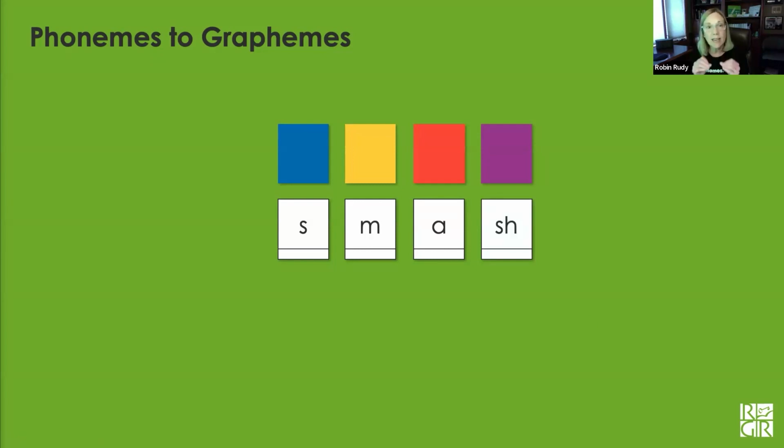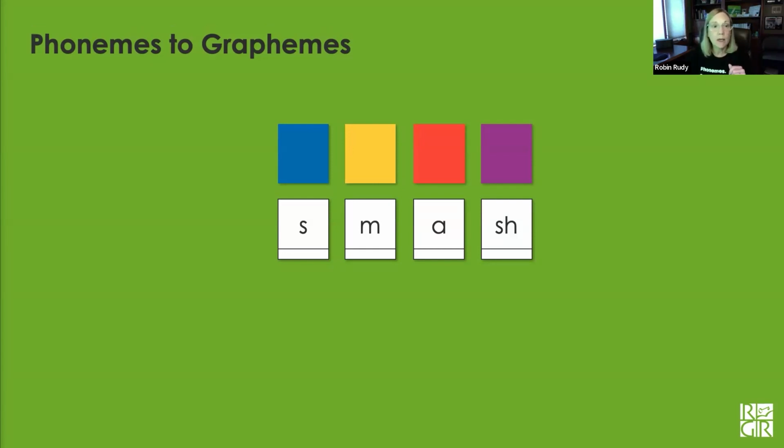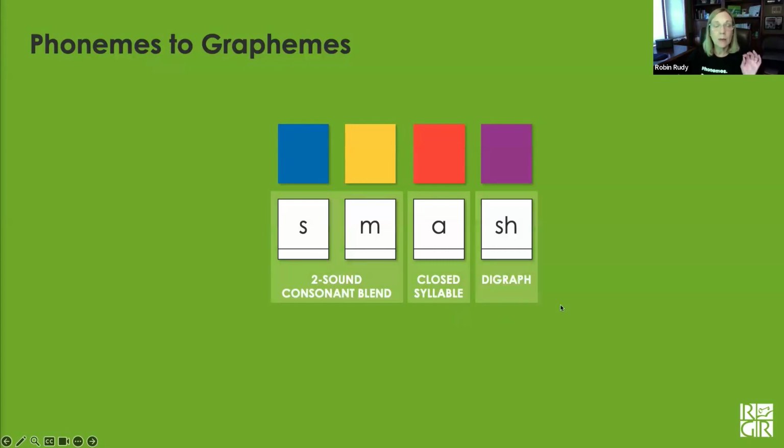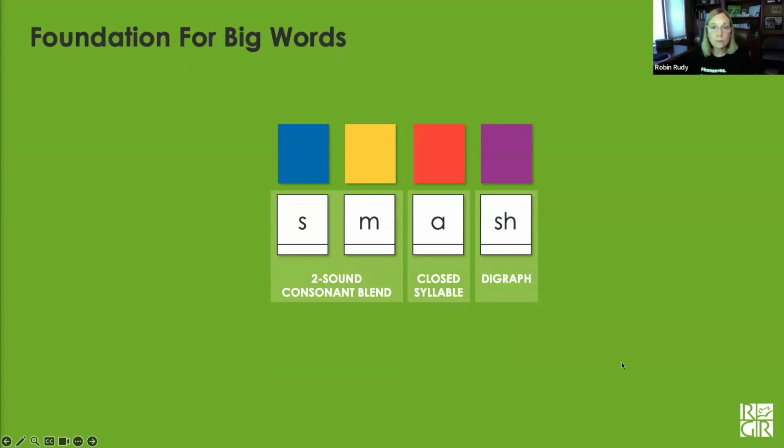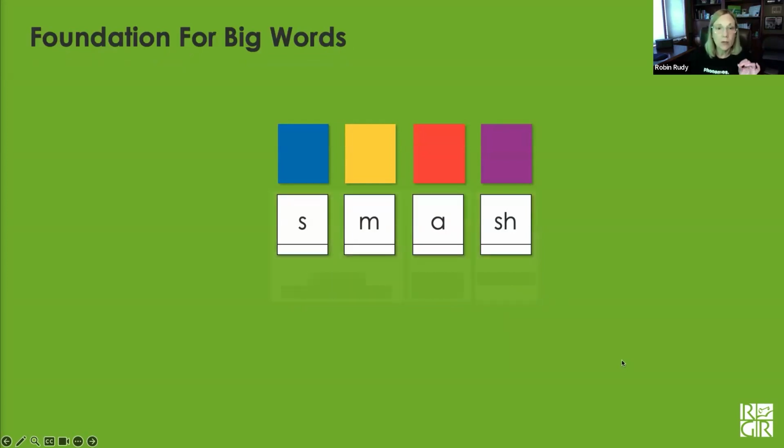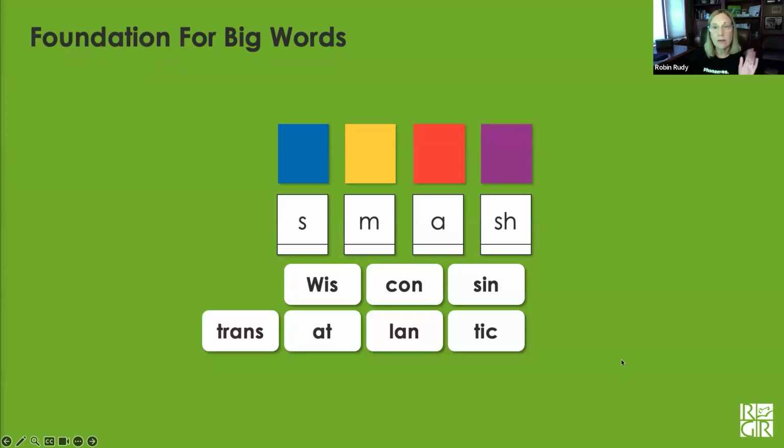This is an important waypoint for our kids because when we can do a word like this and we can have a conversation where we can say, okay, what are the structures of this word? What do we see? Well, we know we have 4 phonemes and 4 graphemes. We have a closed syllable, we have a 2-sound consonant blend, and we have a digraph. If I can have these conversations with my kids, this is great news because then they are ready to jump into multisyllabic words. And not just 2-syllable words, but some complex multisyllabic words. So, trust me when I say, what we've just done is imperative to reading words like Wisconsin, transatlantic, and uninhabited.